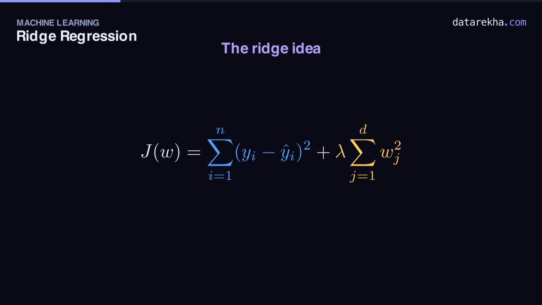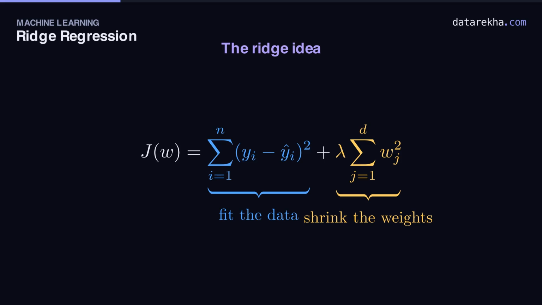This second piece is the L2 penalty. It measures how big the coefficients are. Read the two halves as a tug of war. The fit term wants accuracy. It'll grow the weights to chase every point. The penalty term wants the opposite. It punishes large weights, pulling every coefficient back towards zero.